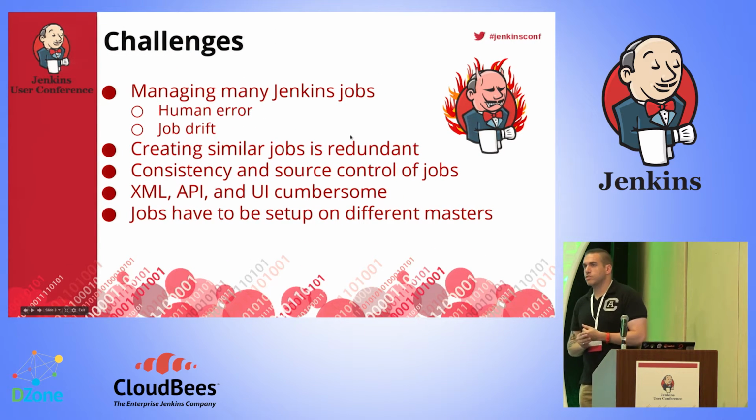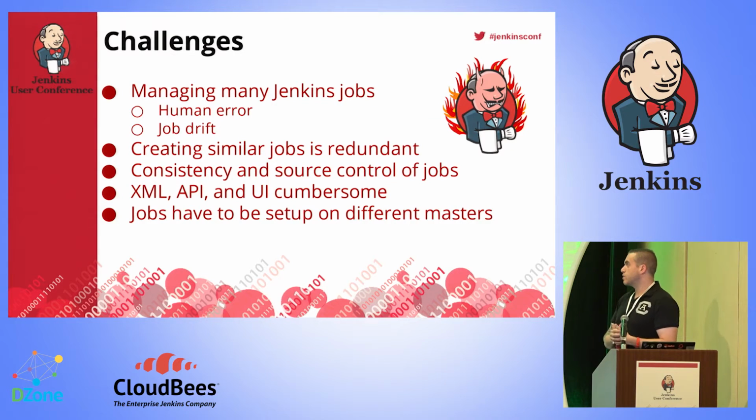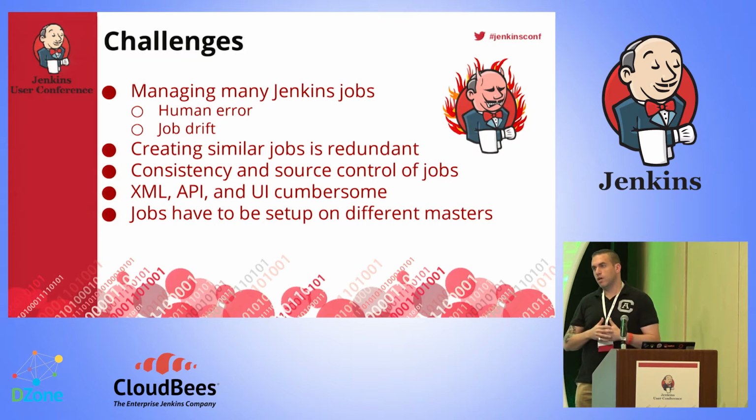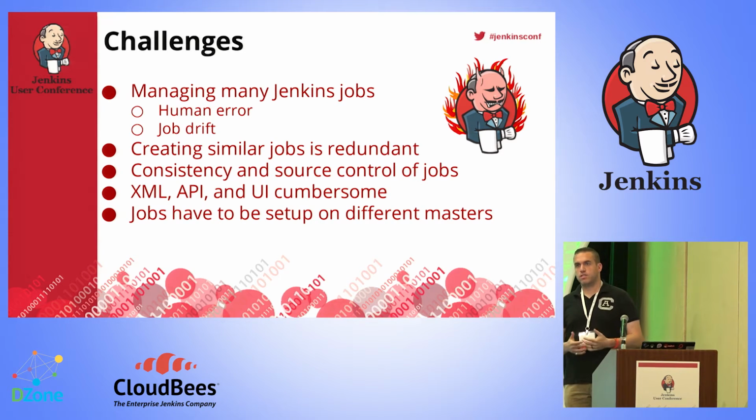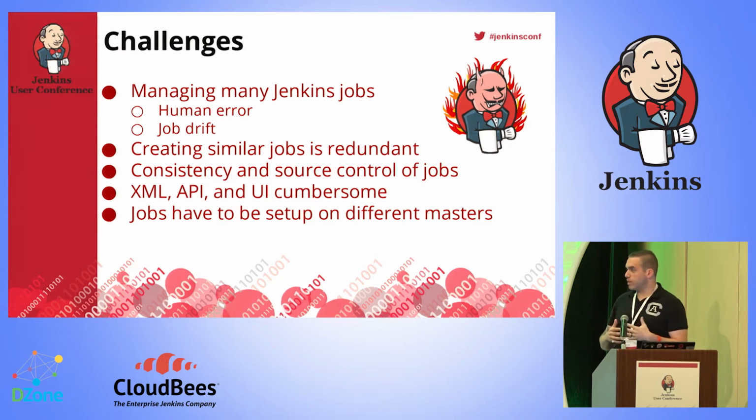As you start to create your Jenkins jobs, it can get out of hand pretty quick. If you're messing with the UI, it's prone to human error or job drift unless you can back everything up, but obviously you don't want to have to restore everything from a backup. Also, there's a lot of redundancy. Some jobs are very similar, so if you could get away from repeating the same jobs or copying XML files, you want to do that.